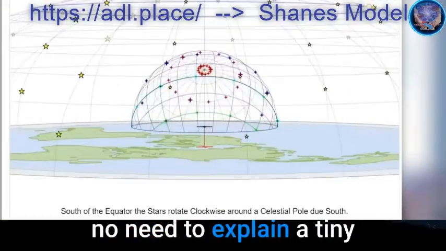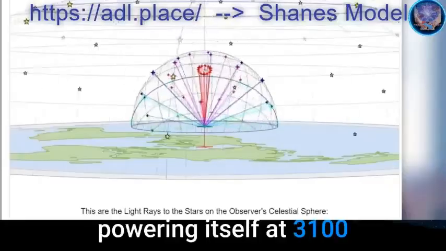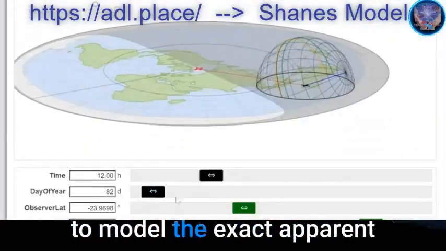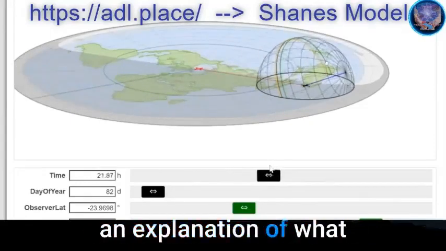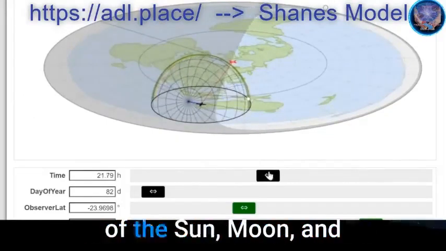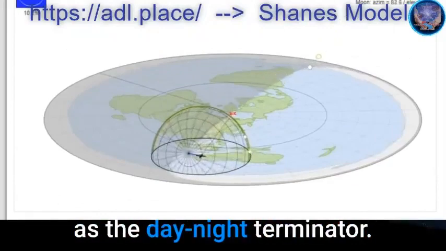There is no need to explain a tiny ball of heat mysteriously powering itself at 3,100 miles above the plane. This is not reality. We feel that we only need to model the exact apparent position of each observer. We do not have to provide an explanation of what we think is required. This model relays the apparent size and positions of the sun, moon, and star constellations. It depicts their paths as well as the day-night terminator.